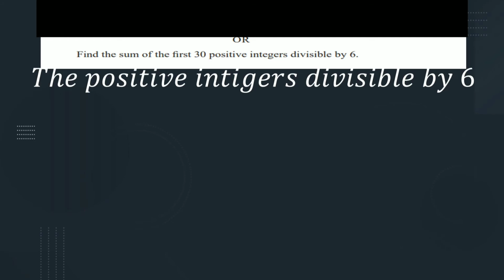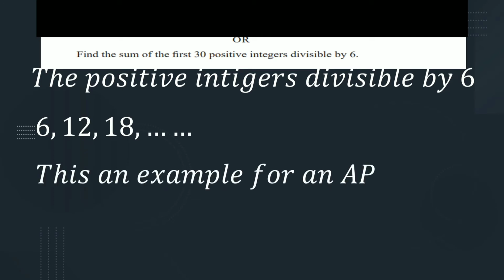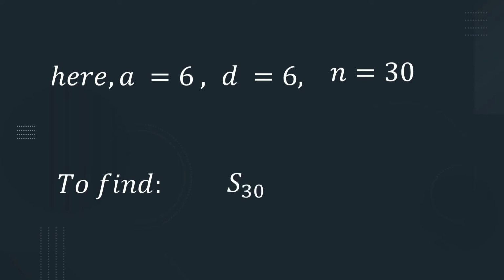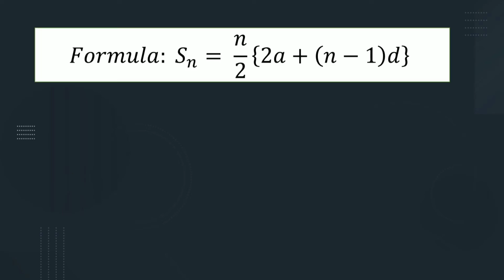Find the sum of first 30 positive integers divisible by 6. The positive integers divisible by 6 are 6, 12, 18. This is an example for an AP. Here a is equal to 6, d is equal to 6, n is equal to 30. To find S30, formula Sn is equal to n by 2 into 2a plus n minus 1 into d.